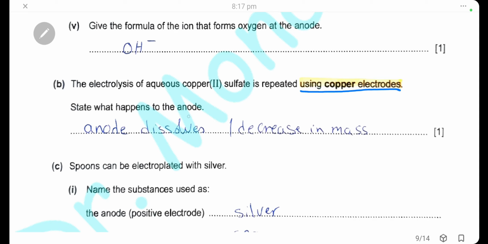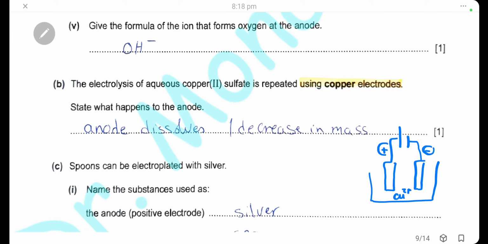State what happened to the anode. The anode will dissolve or it will decrease in mass. So let's see what happened when we use copper electrodes instead of graphite, the inert electrode.